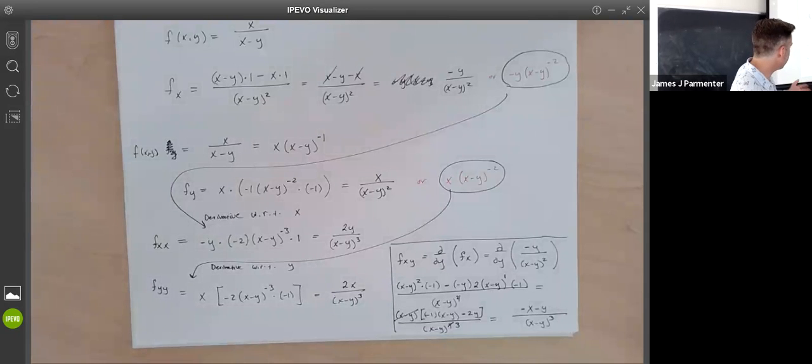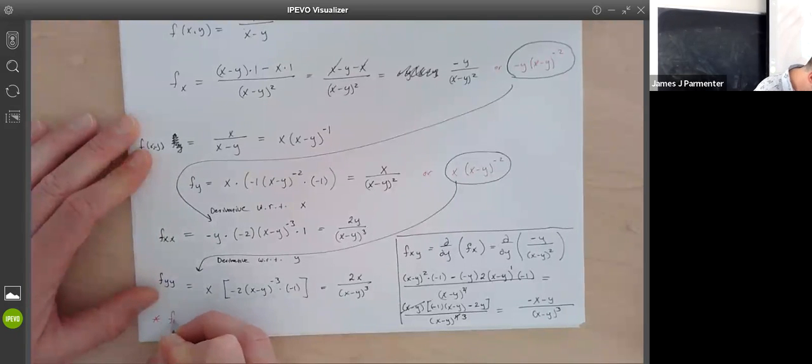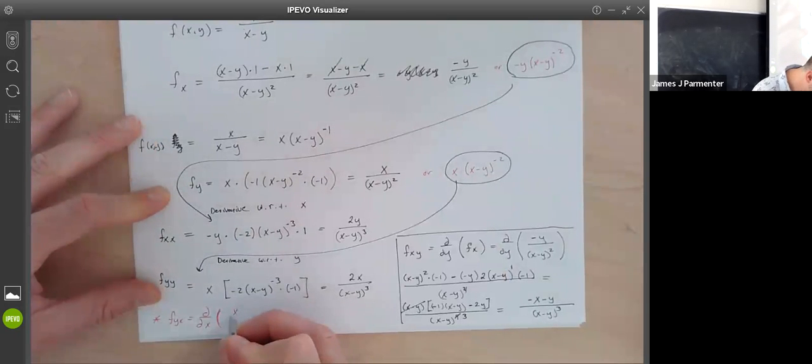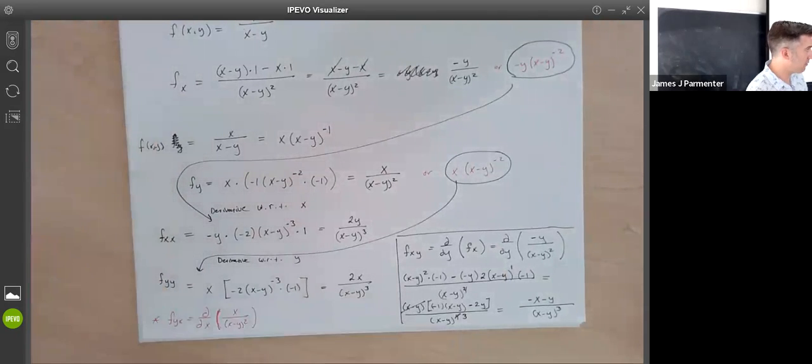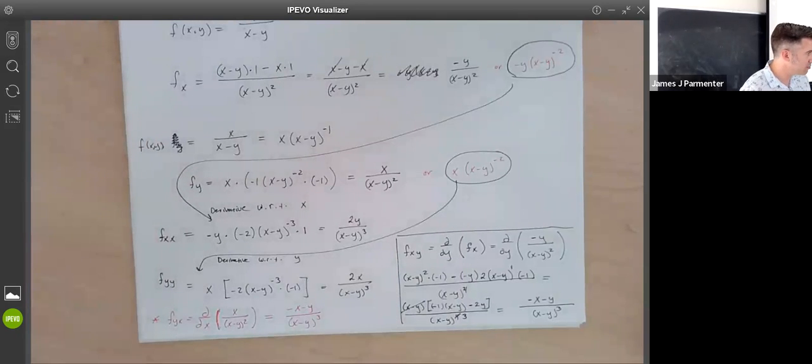The other thing to point out is if we did it the other way, which we're not going to do, but if we did fyx, which would be the partial with respect to x of our fy, which was x over (x - y) squared, you should, when you have a moment on your own, take the time to verify that this is in fact equal to (-x - y) over (x - y)^3. They're definitely the same, but it's good to check.